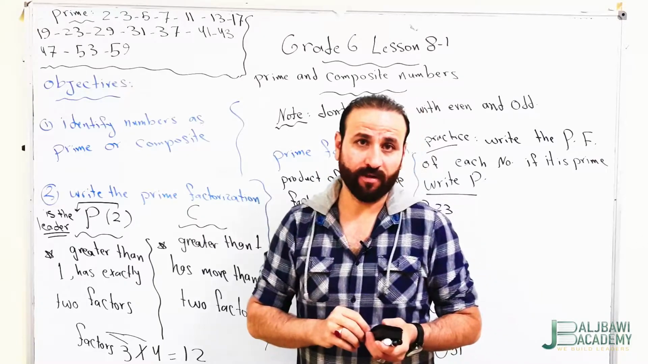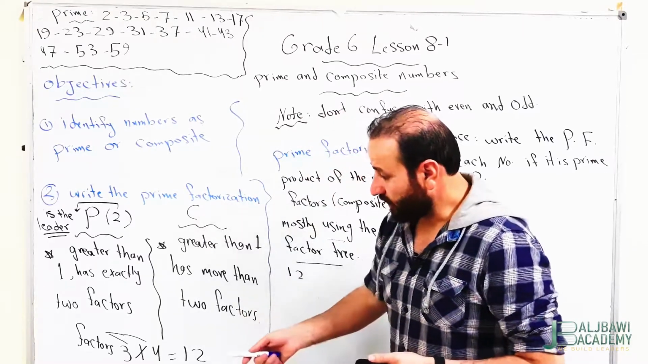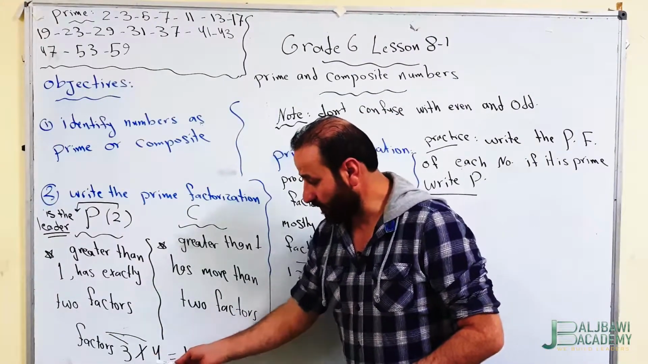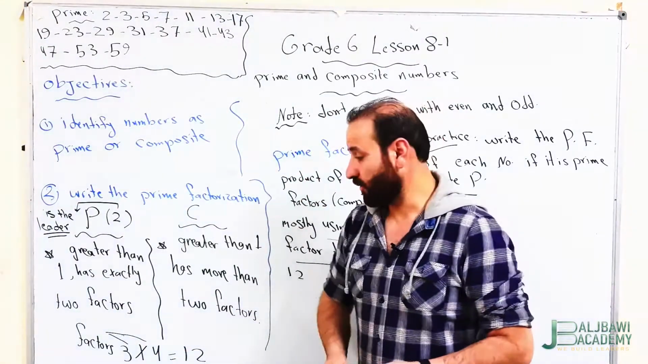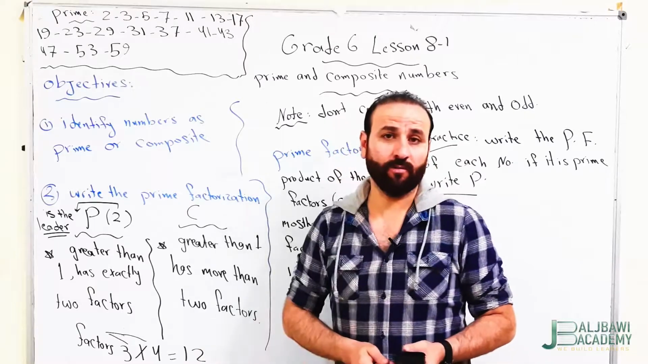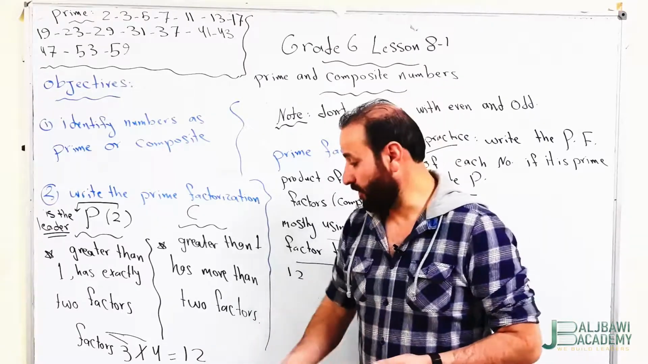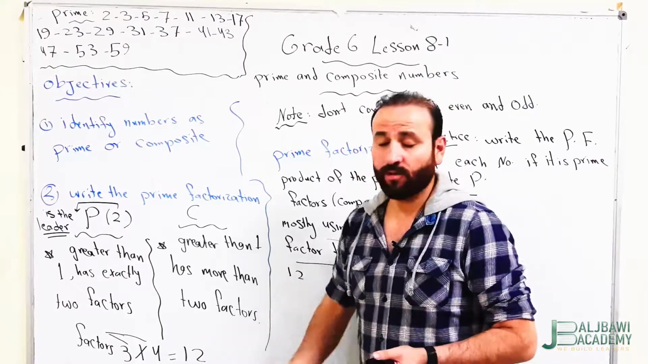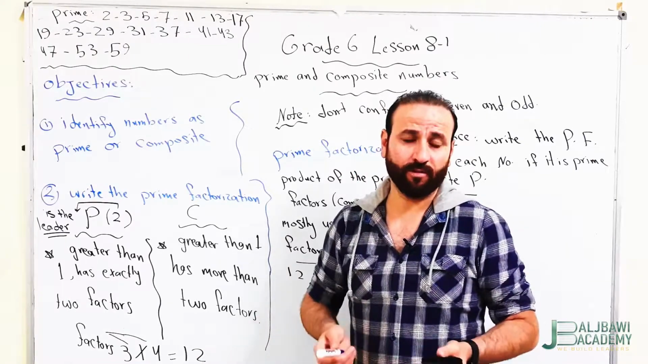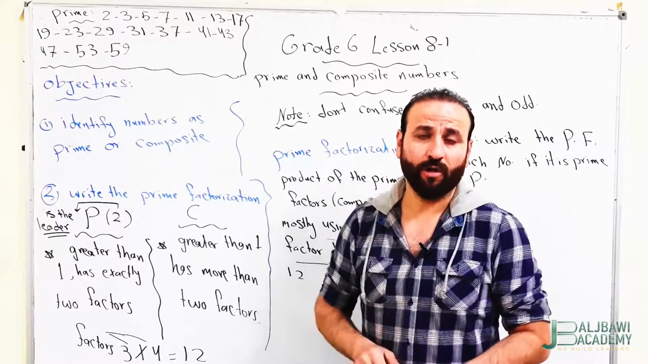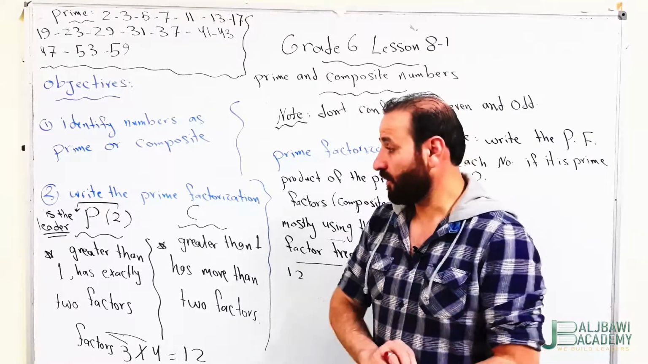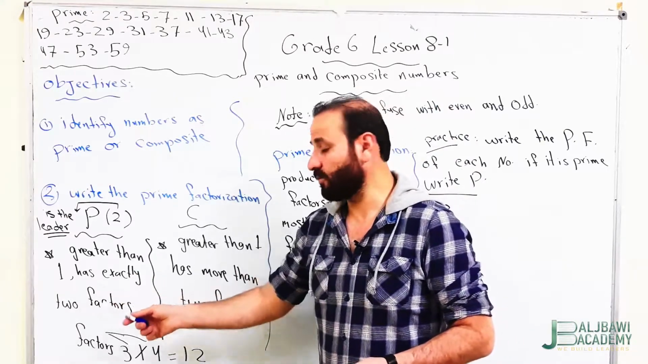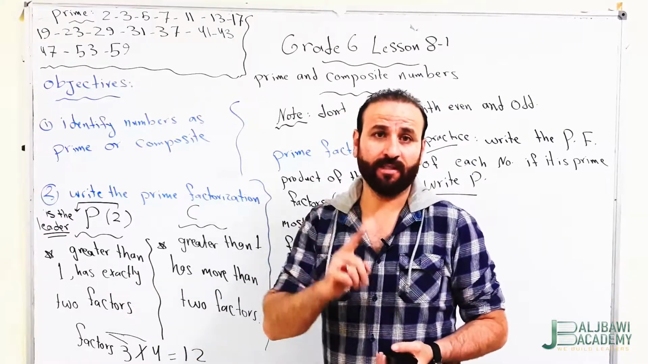What do I mean by factors? Guys, as you can see here, when you multiply two numbers, like we multiply 3 by 4, we get 12. So this 3 and 4, we call them factors of the product, which is 12. So 3 and 4 are one of the factor pairs of 12. So a prime number is a number greater than 1 and has exactly two factors, 1 and itself.